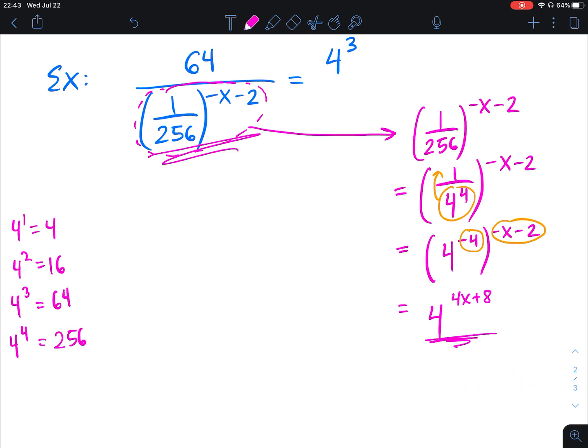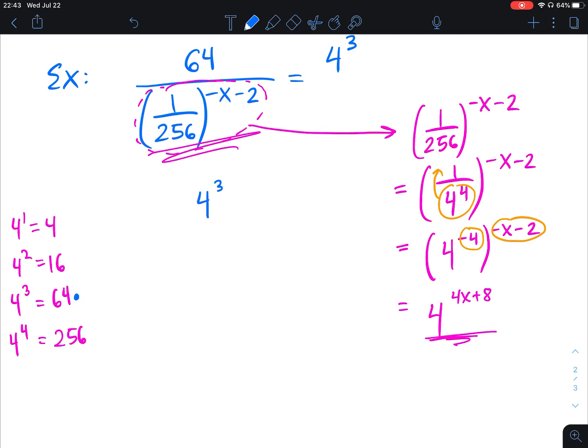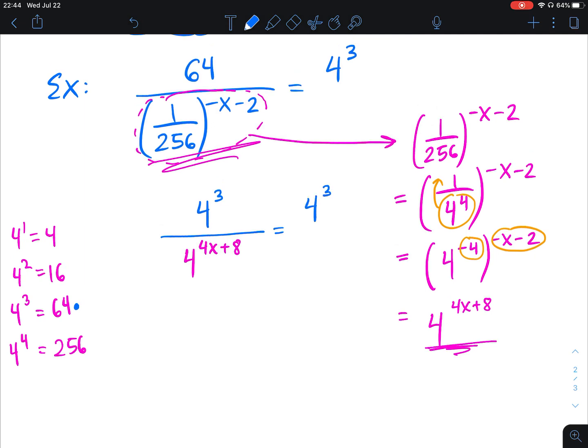Okay, so let's go back to the original problem now. Kind of as a result of simplifying that denominator, we notice that 64 is the same as 4 cubed. And then the denominator, stealing all of our side work, was equal to 4 to the power of 4x plus 8. And on the right-hand side, it was just equal to 4 cubed. So, couple options here. Some of you may be fans of cross multiplying, right? That's always a fun strategy.